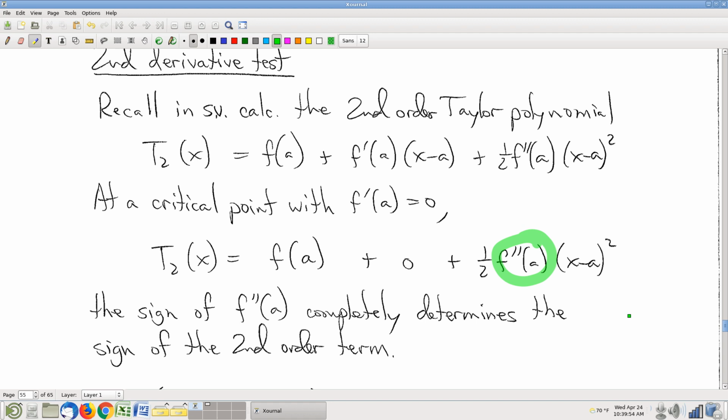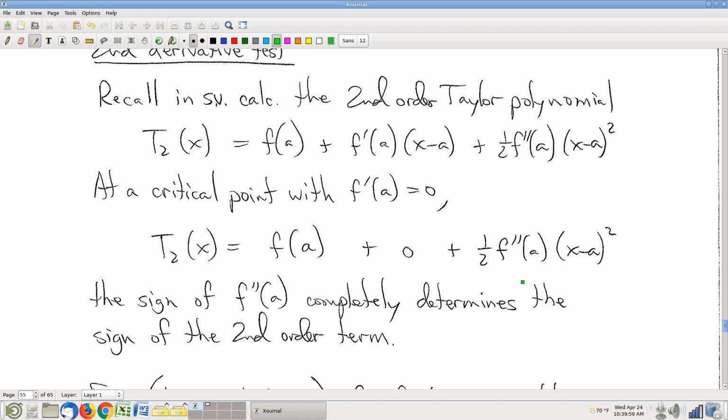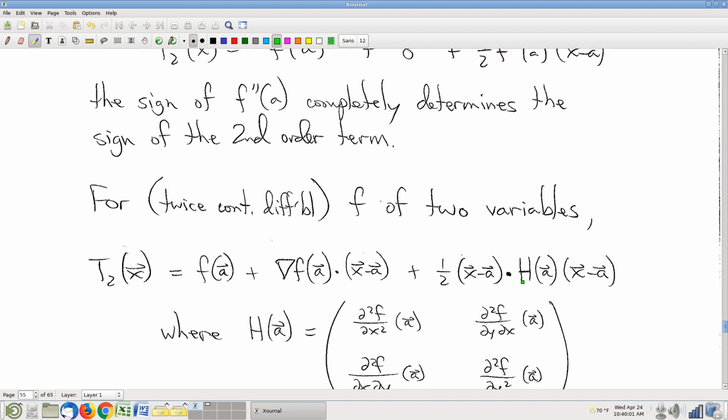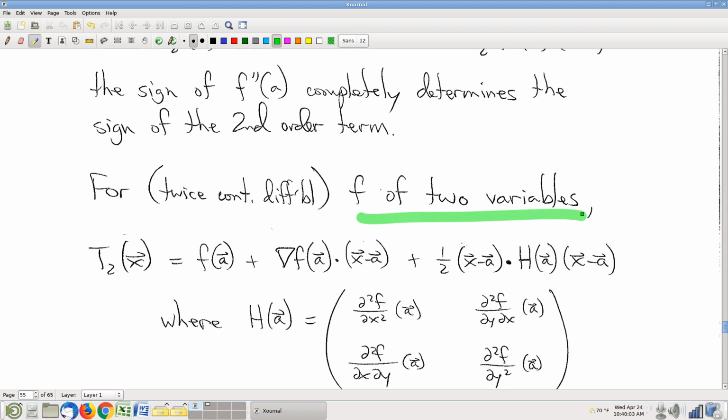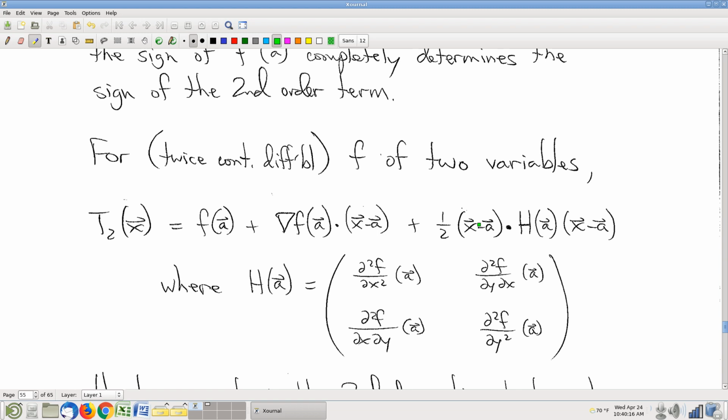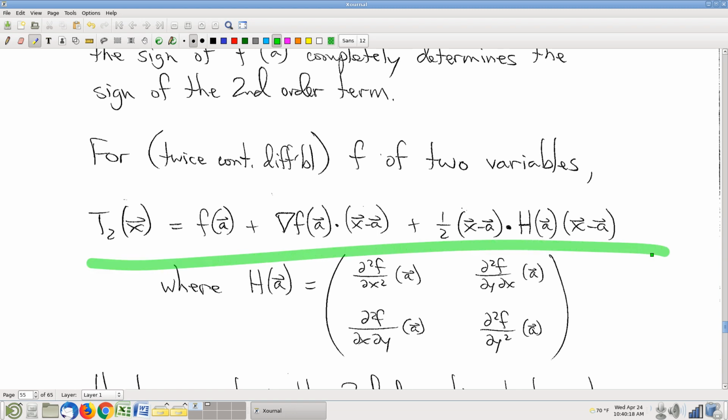Okay. All right, so can we do this in the multivariable case? And the answer is yeah, we can. By the way, we're only going to do this for functions of 2 variables. There's a version of this for more variables. It's hairier, and we're not going to do that in Math 212. You're not responsible for it. Just 2 variables. And here's what the Taylor series looks like.